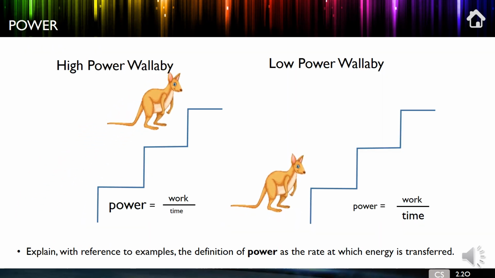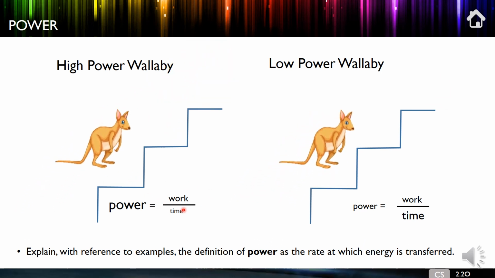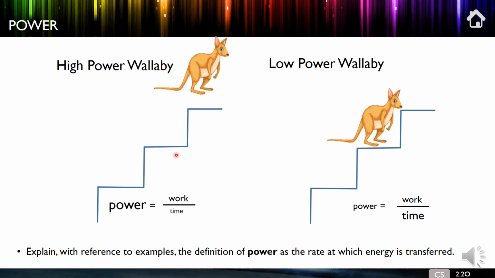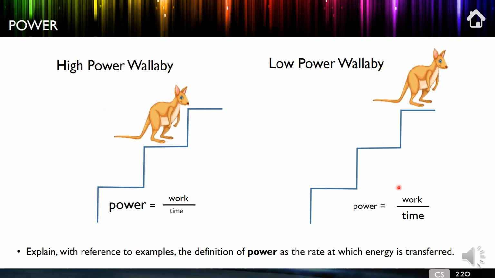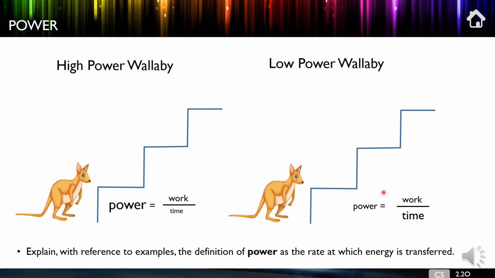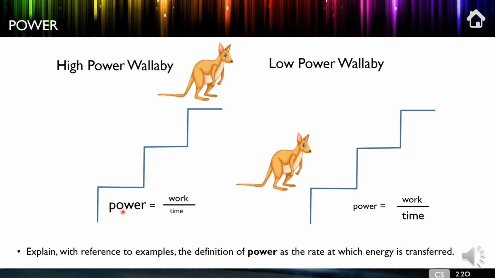Now, power is work divided by time, or energy per time, or joules per second. So these are identical wallabies. They're going an identical height, so the work is the same. You can see that the work they do is the same, but this one has a much shorter time. So smaller time means greater power.